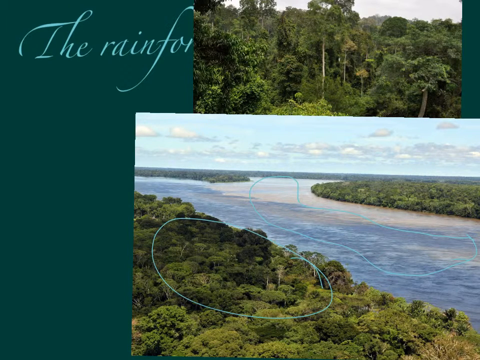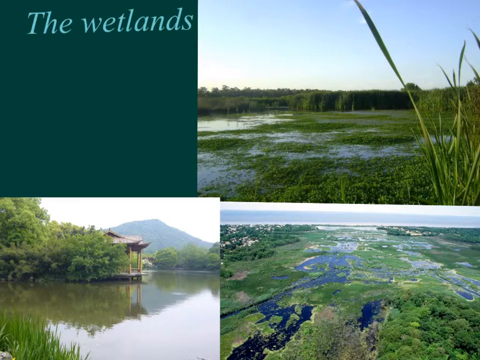These are some plants that live there. Banana trees, shrubs, and vines. This is the habitat of wetlands. In the wetlands, you can find a lot of water. And you can find a lot of trees and plants.